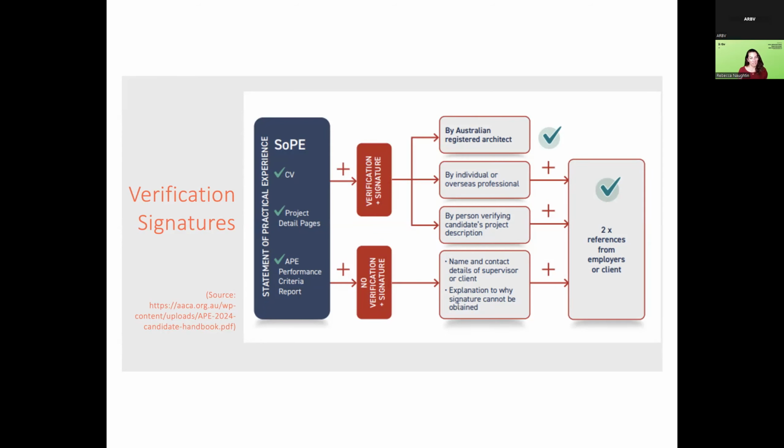If you are logging experience not gained as an employee of an architectural firm under the supervision of an architect, you must include references from 2 employers, or if you are self-employed, from professionals within the construction industry, such as a structural engineer or building company, or 2 clients. There is more detailed information about this in the handbook. It's important you read this to understand who is eligible to verify your statement and any additional steps you may need to take.